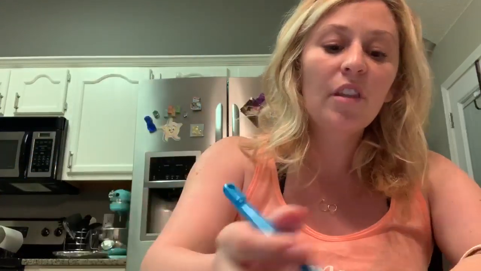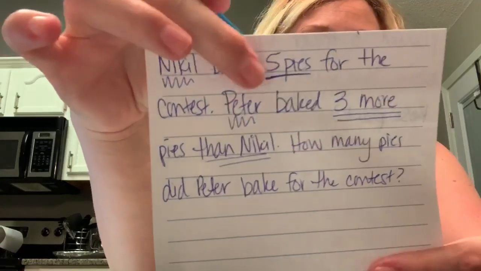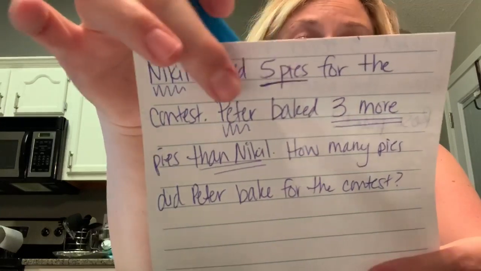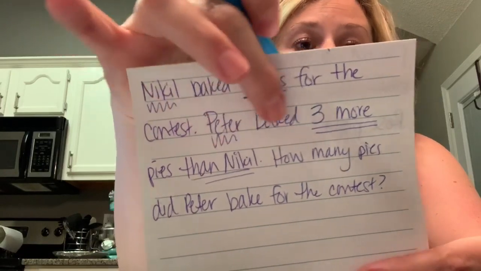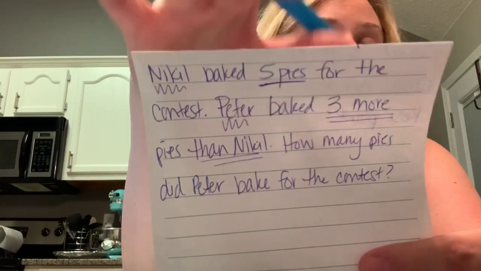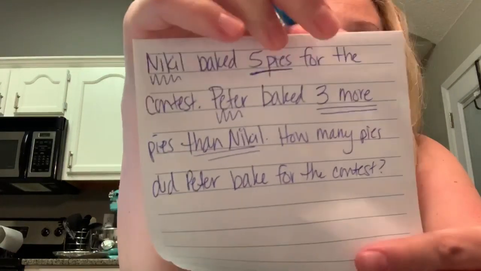So we have to add 3 to Nikki's number to figure out how many he baked because we're going to go up. So I know in this information, I'm going to say Peter, and I'm going to also underline 3 more than Nikki. So I know I'm talking about Nikki has 5. Peter had 3 more than Nikki. Okay, our question is, here's where it says, it doesn't say how many more did he have because we don't know how many Peter had. We know he had 3 more.